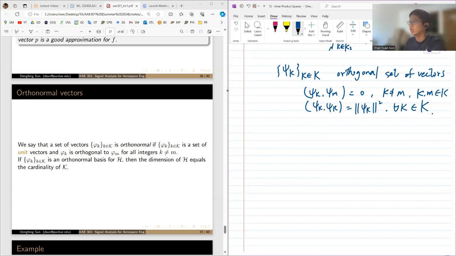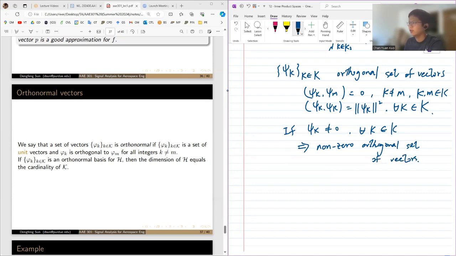And furthermore, if psi k is non-zero for all k in the kappa set, then this set will be a non-zero orthogonal set of vectors. And furthermore, if the norm of psi k is equal to 1 for all k in this kappa set, then we will say this set of vectors is an orthonormal set of vectors.